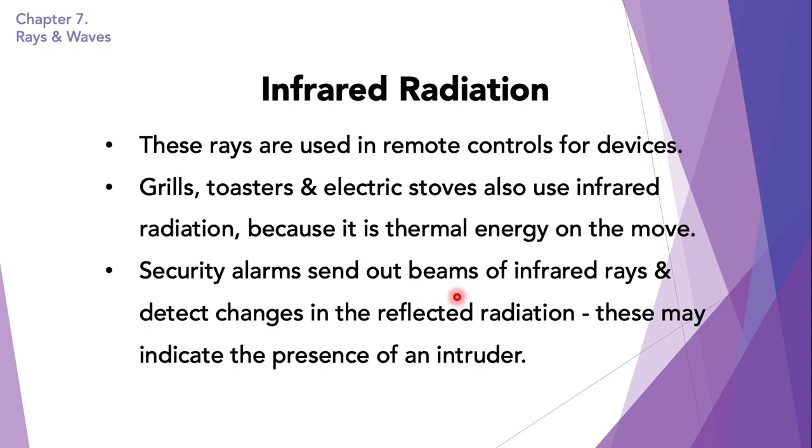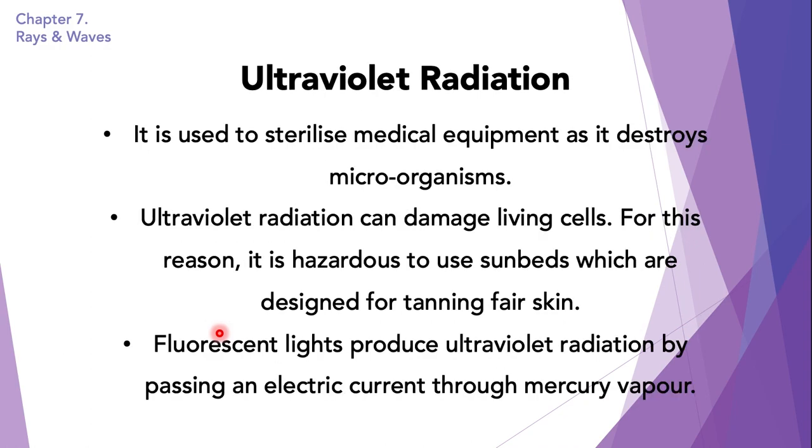Security alarms send out beams of infrared rays and detect changes in the reflected radiation. These may indicate the presence of an intruder. And of course, infrared rays cannot be seen. So yes, this is how infrared rays are used for security as well. After infrared, we have the visible light spectrum, and after the visible light spectrum, we have the ultraviolet radiation.